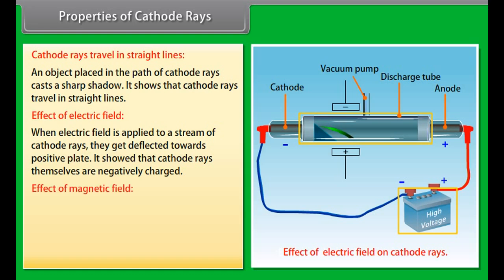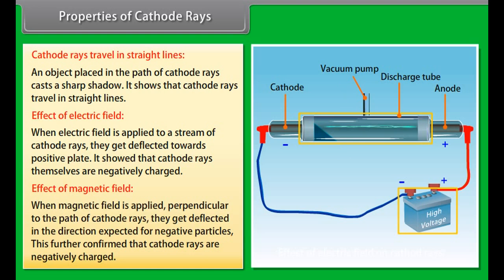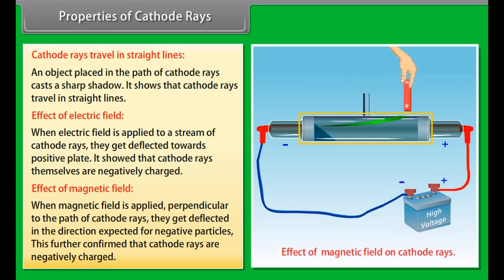Effect of magnetic field. When a magnetic field is applied perpendicular to the path of the cathode rays, they get deflected in the direction expected for negative particles. This further confirmed that cathode rays are negatively charged. Charge to mass ratio of electron.